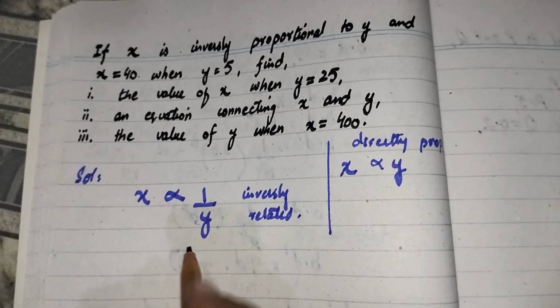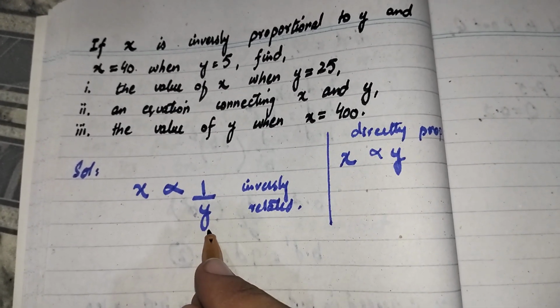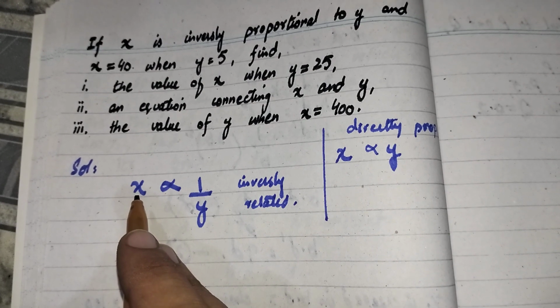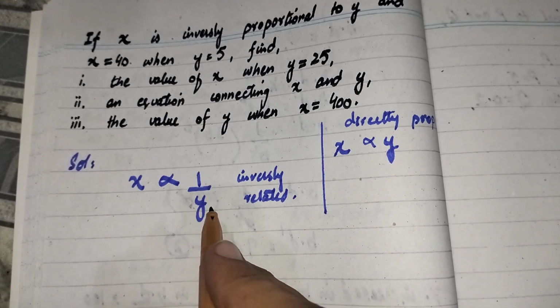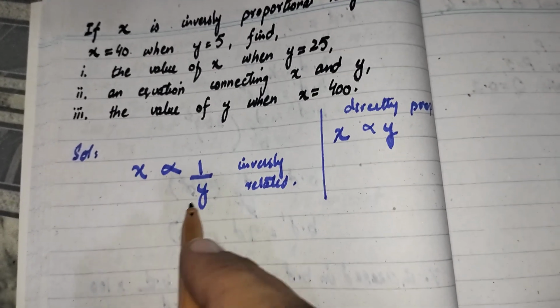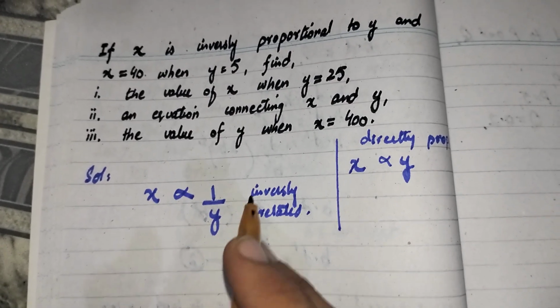So in this question, x is inversely related to y. So it means that whenever the value of x is increased, the value of y is decreased. Whenever the value of x is decreased, the value of y will be increased.